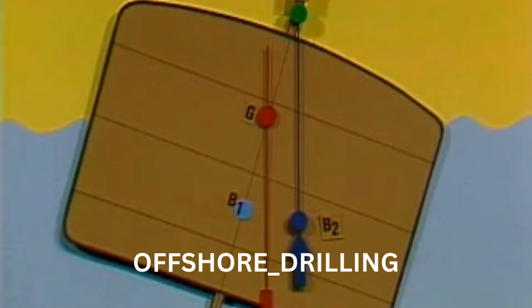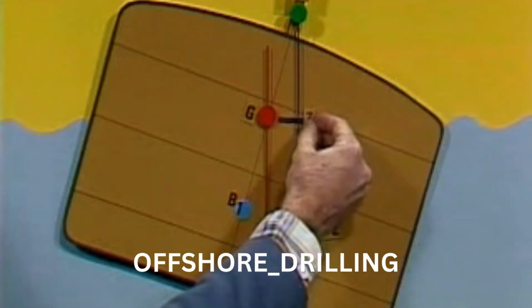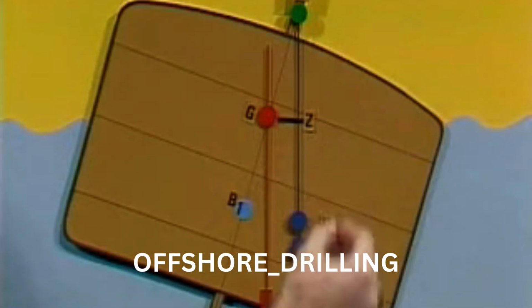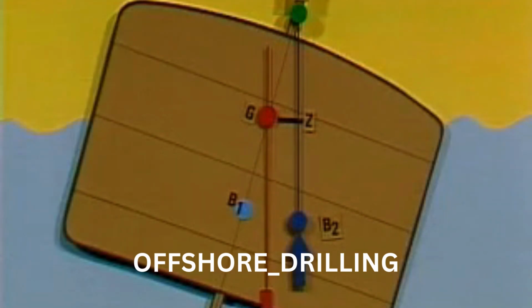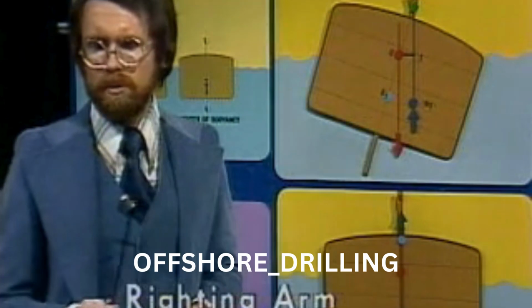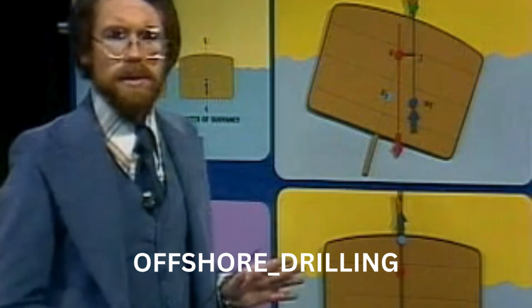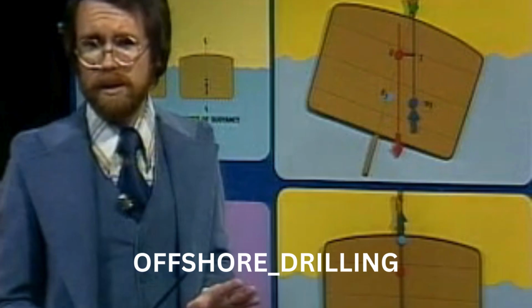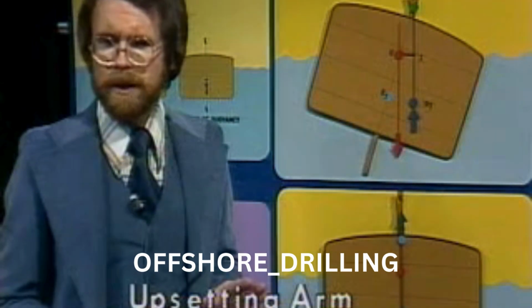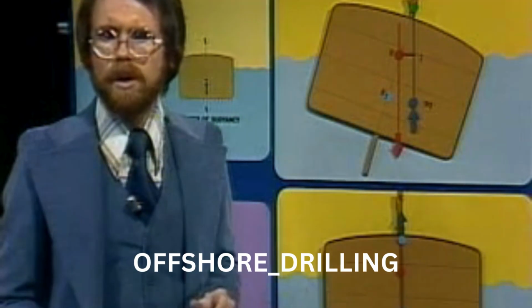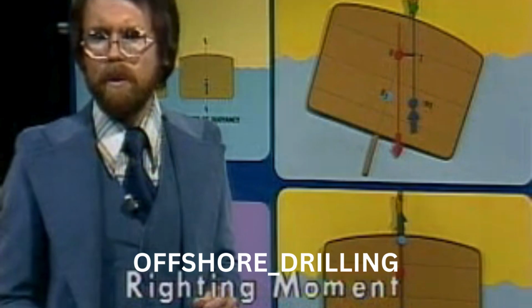In our diagram, the arm of our couple is called GZ. We already know where G is, so in order to find Z, we simply draw a line through G and perpendicular to the line of action through B2. GZ is called the arm of the couple. Here, GZ is called the righting arm, since it tends to make the vessel right itself. If GZ tended to upset the vessel instead of right it, it would be referred to as an upsetting arm. Moments also are described as either righting moments or upsetting moments.